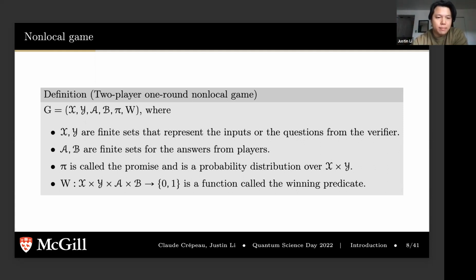There's also usually a pi, which is called a promise, on the set of inputs that the verifier would ask. For example, it could be that all the questions that the verifier would ask would be odd or even. And finally, there's always a winning condition for the game, where the verifier, once he asks the question and gets the answer back, can compute this function and say whether or not the players have won the game based on the output.